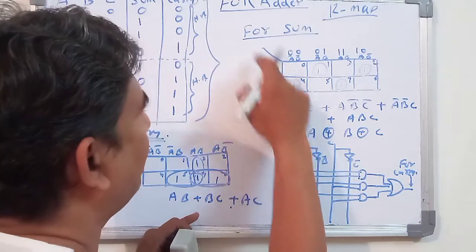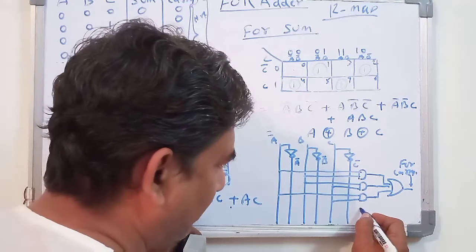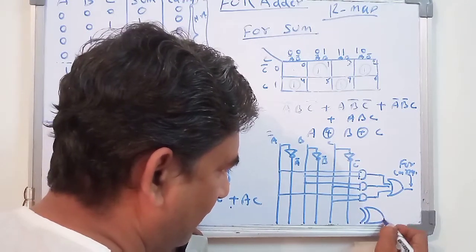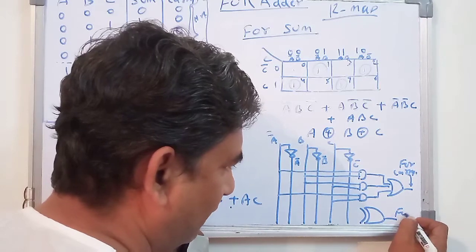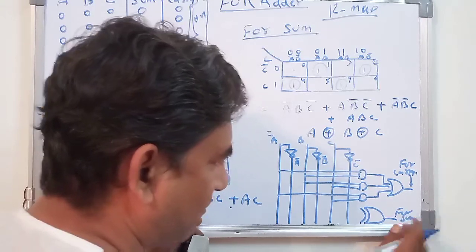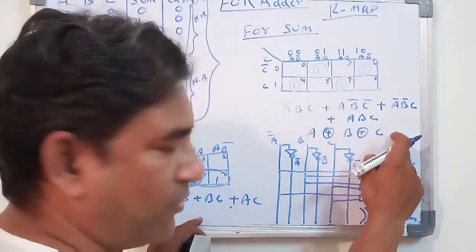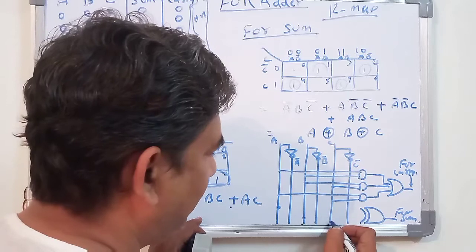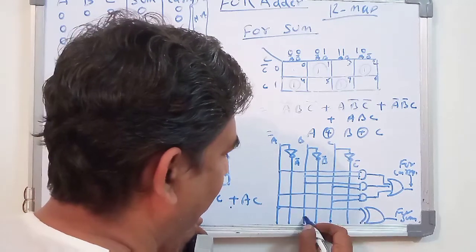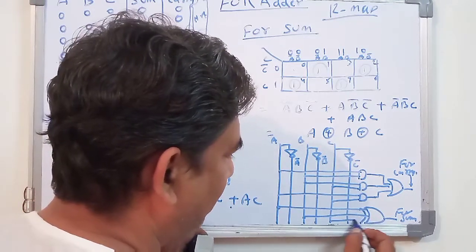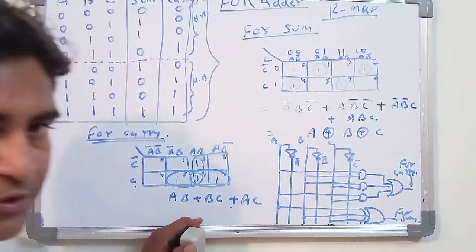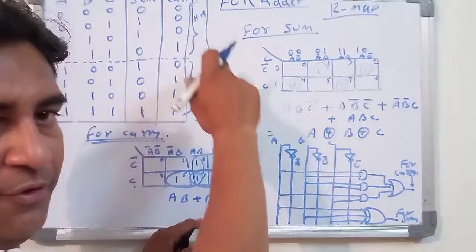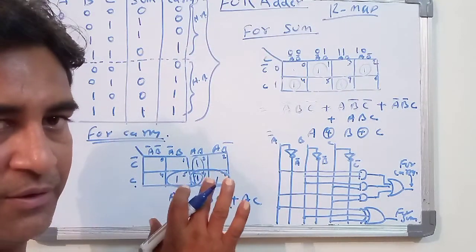Now what remains? Sum. Simply draw the XOR gate. Okay, you write down for sum and write the logical equation here. Just A, B and the C. Connect the value, that is A, B and the C, to the XOR input. So this is the logical diagram for the full adder. Understood?